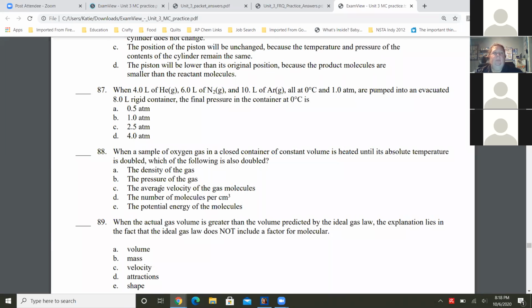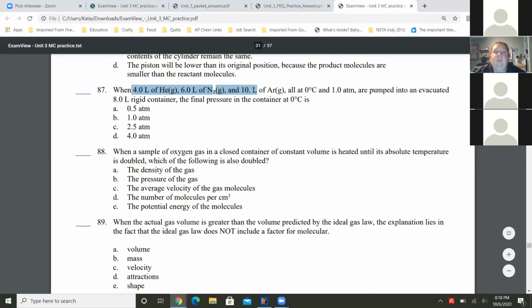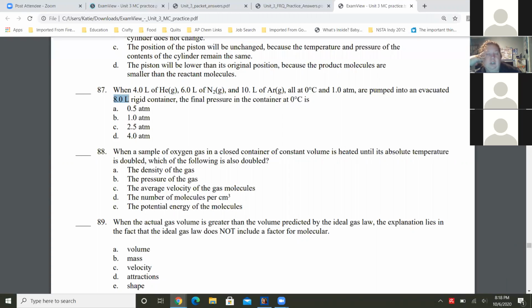All right. So 4 liters of helium, 6 liters of nitrogen, 10 liters of argon, all at 0 Celsius and 1 atmosphere, are pumped into an evacuated 8-liter rigid container. So we have to do a decent amount of math here. I'm changing my volume from my initial samples to when I'm mixing them all together, and anytime I change that volume, I'm going to change my pressure also. So if I'm going from 4 liters of helium at 1 atmosphere, this would be like a P1V1 equals P2V2.